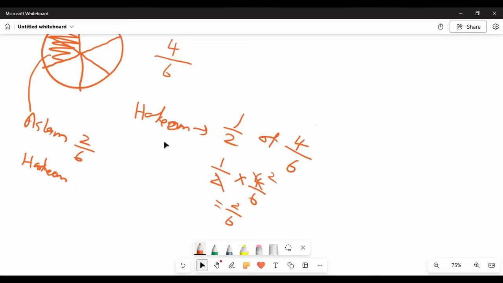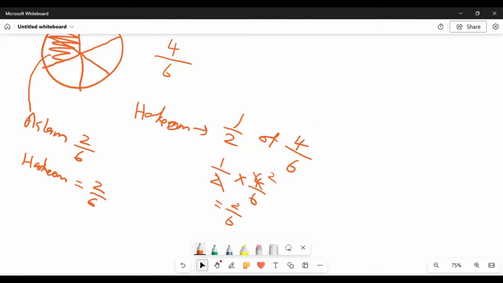Actually, Hakim is also getting 2/3, not half. This is one of the main things you should know when it comes to fractions. Are you all clear with this? Everyone?